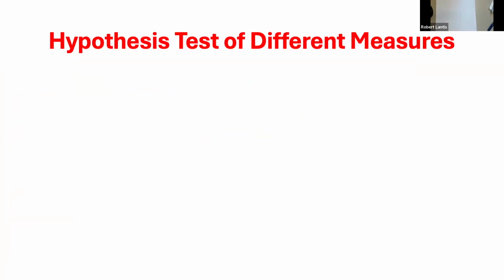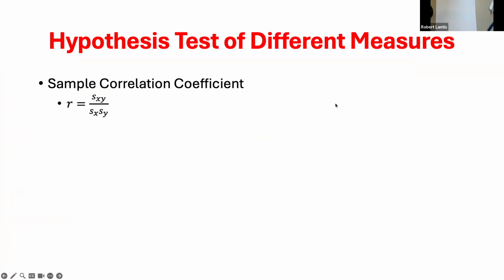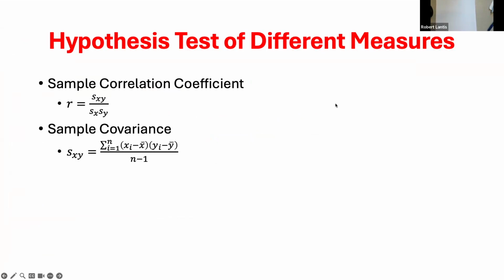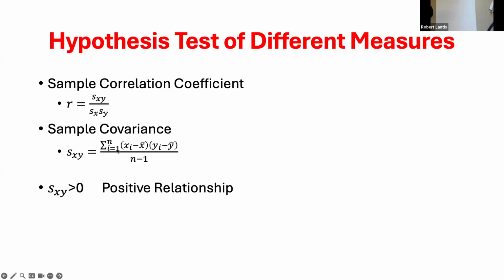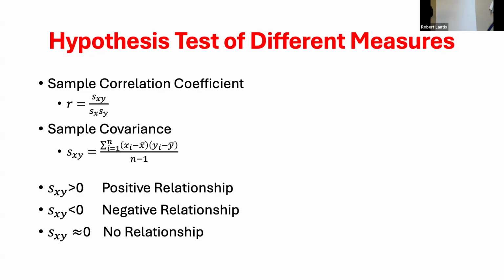We've done hypothesis testing for unknown population means and unknown population proportions. We can also do hypothesis testing for different statistics that we've talked about, like the correlation coefficient or the covariance. Remember, with these two measures, we were trying to pick up on the relationship between two variables, X and Y. Are they positively correlated, negatively correlated, or is there no relationship? Is that covariance or correlation coefficient equal to zero?